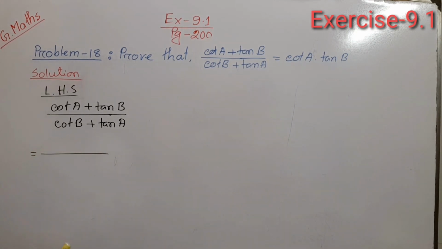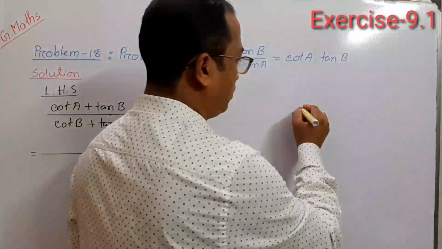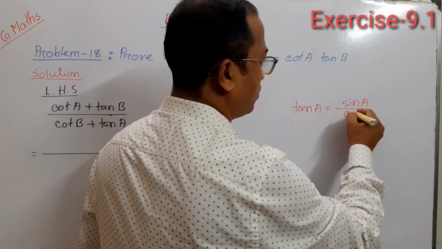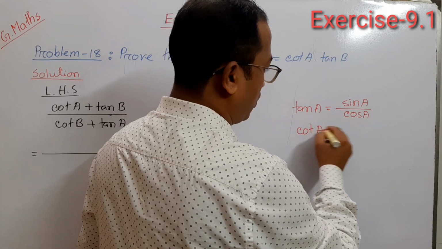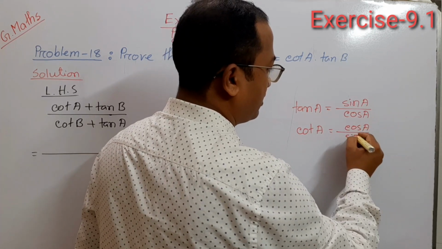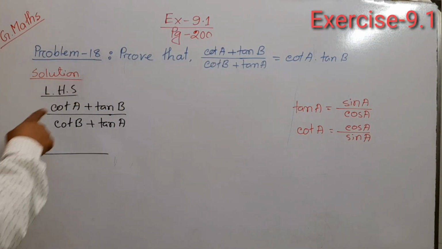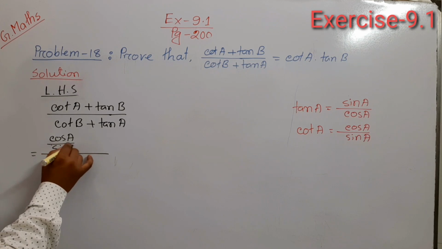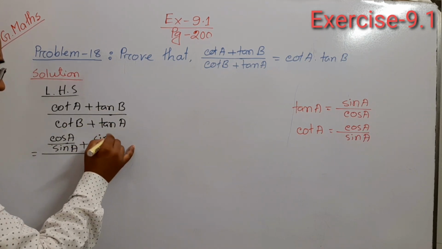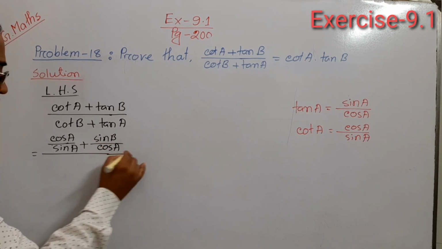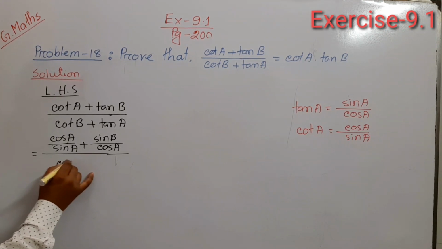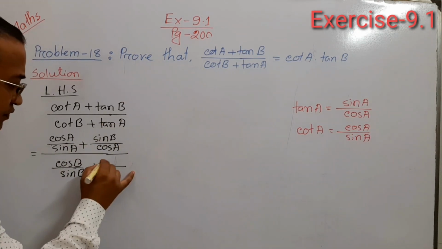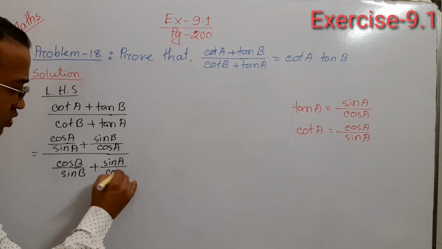Now we know tan A equal to sin A by cos A, and cot A equal to the opposite, that is cos A by sin A. So here cot A will be cos A by sin A, and tan B will be sin B by cos B. Similarly, cot B becomes cos B by sin B, and tan A becomes sin A by cos A.